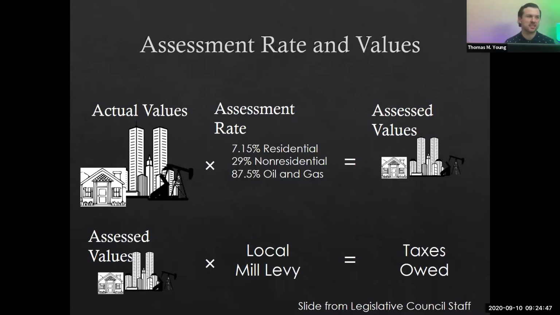That's the chunk that you guys get to levy against. And depending on whatever mill levy you certify, you take the assessed values times that levy to get the taxes owed.